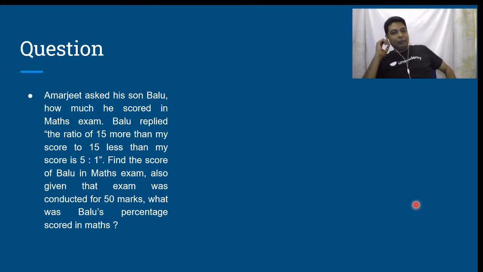Amarjit asked his son Balu how much he scored in maths exam. Balu replied, the ratio of 15 more than my score to 15 less than my score is 5:1. Find the score of Balu in maths exam. Also, given that exam was conducted for 50 marks, what was Balu's percentage score in maths?